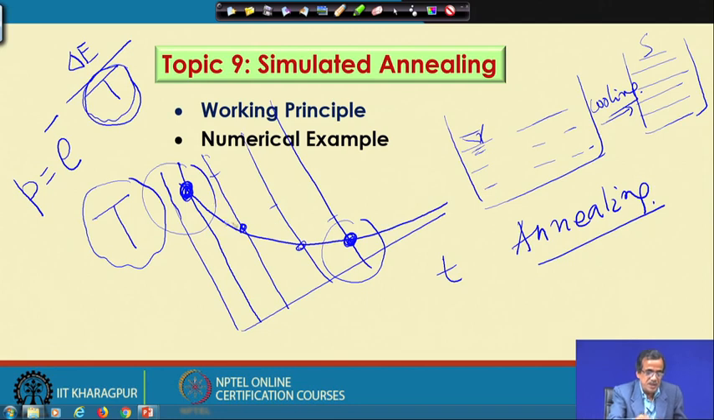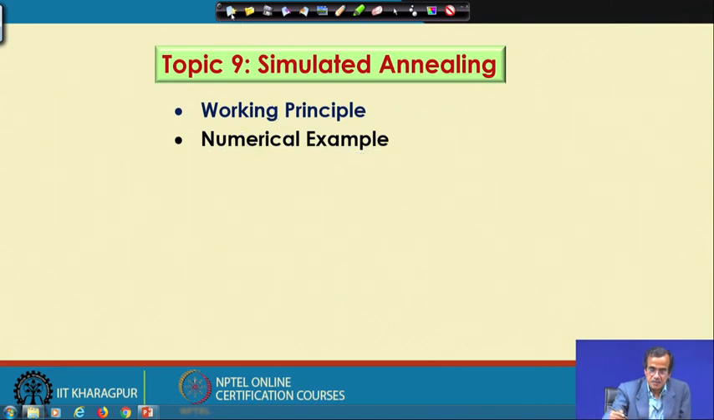So, this particular principle will follow just to minimize the energy, and in principle it can solve the minimization problem. This is the way we try to model the annealing process in an artificial way, and it can solve that particular minimization problem. And we solved some numerical examples just to explain the working principle of simulated annealing.